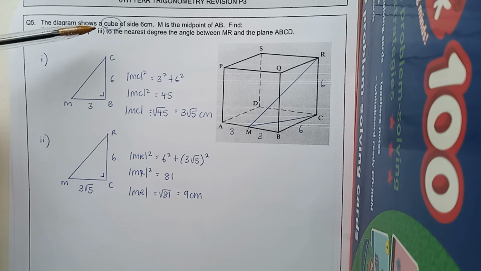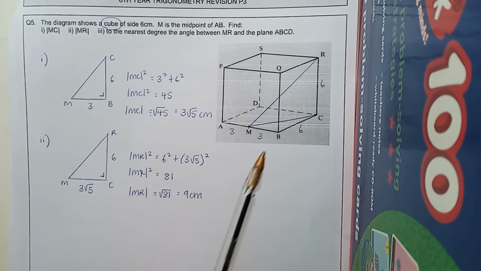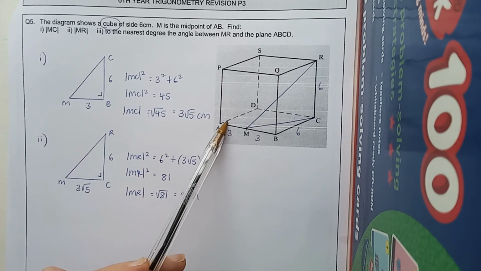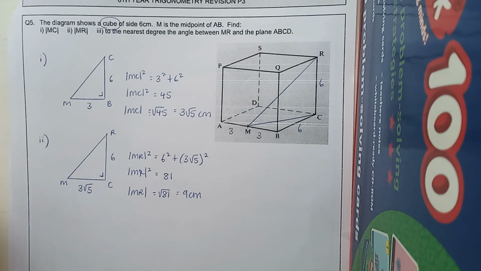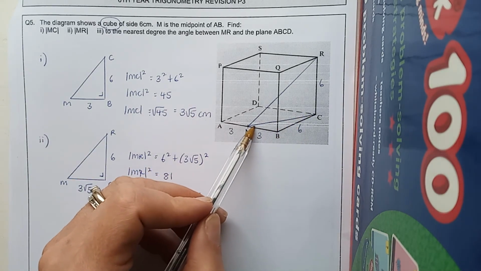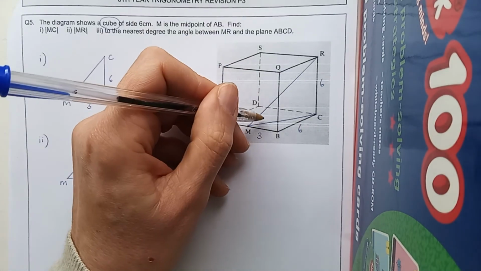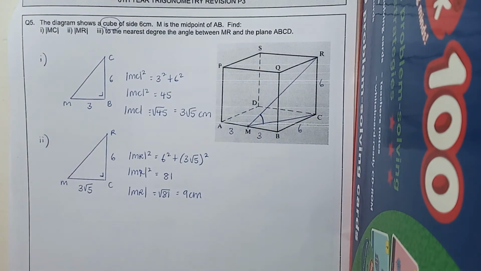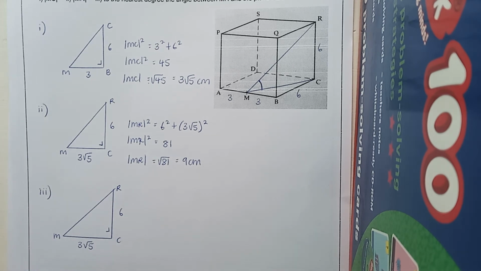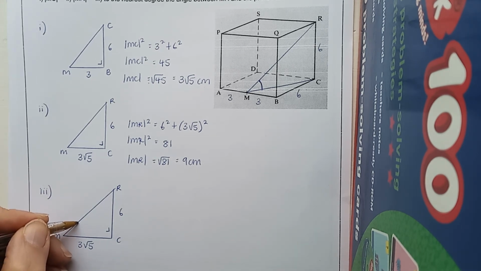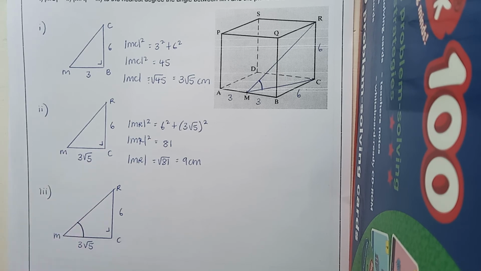So now the plane ABCD is just the base of the cube, and I want the angle between it and MR. Now notice that the line MC that I have from earlier is actually travelling along that plane. So I can actually just work out this angle here, and that's going to be the angle between MR and the plane ABCD, because the line MC is on that flat surface ABCD. So I'm just sketching that triangle out again so that I can see it more clearly for myself. And what I really want to figure out here is this angle, between MR and MC.